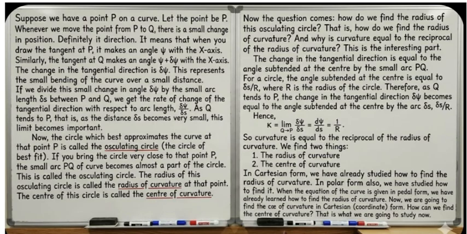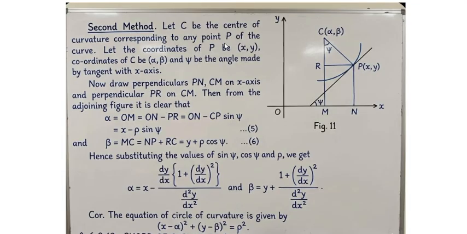Now how to find it? We have to go further. Suppose we have a given curve, and let the point be P(x, y). They ask to find the center of curvature at that point. As I told you, the center of the osculating circle at that point is nothing but the center of curvature.